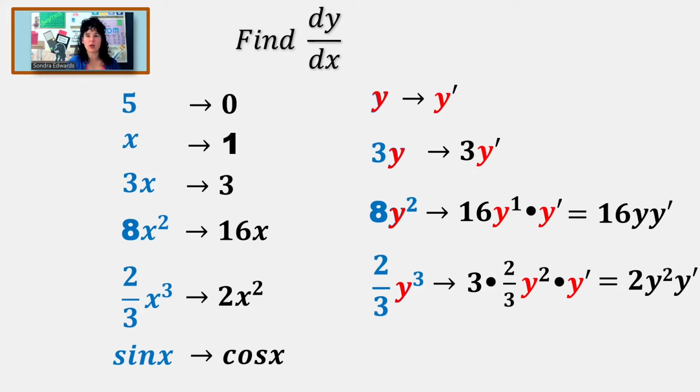Okay, here's another one. How about we have the sine of y? If it was plain sine x, then the derivative would have been cosine x. But because we have the sine of an input function, it's going to be cosine of that input function, chain on the derivative of, in this case, y, so y prime.